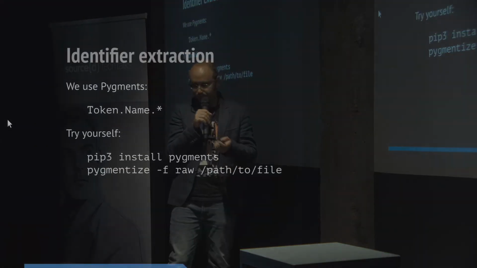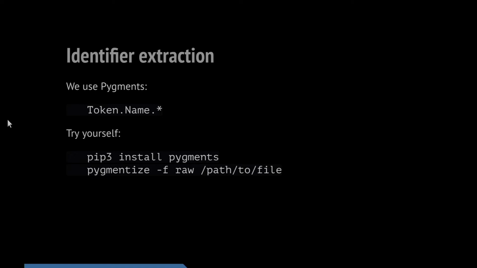I mentioned that we use Pygments. This is how we do it. Pygments assigns every token a type and a value, and we filter all the tokens which are of the Token.Name type. These are identifiers.